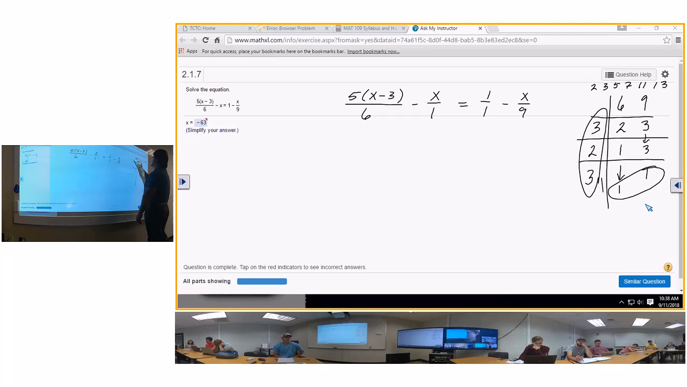18. See? I guarantee you somebody said 54. And hang a sign around your neck that says I can't do 4th grade mathematics. Because 54 is not it. 18.